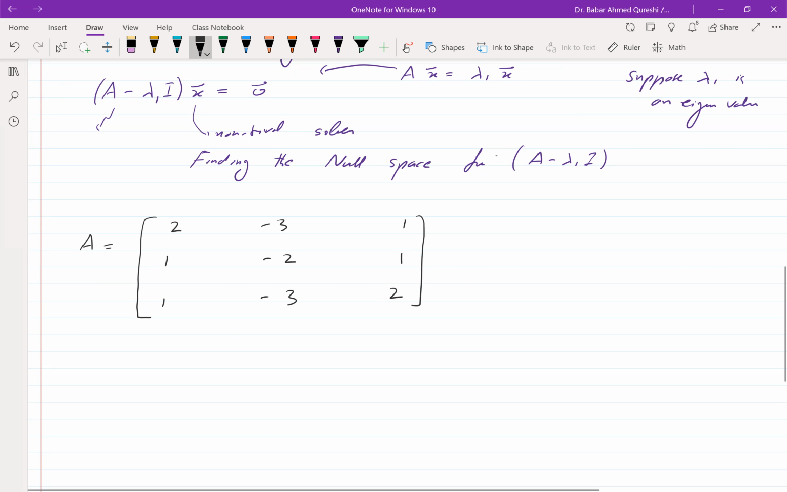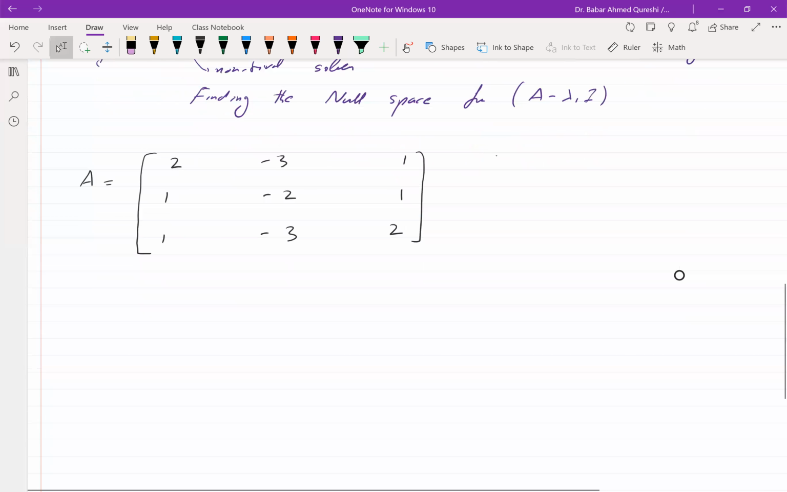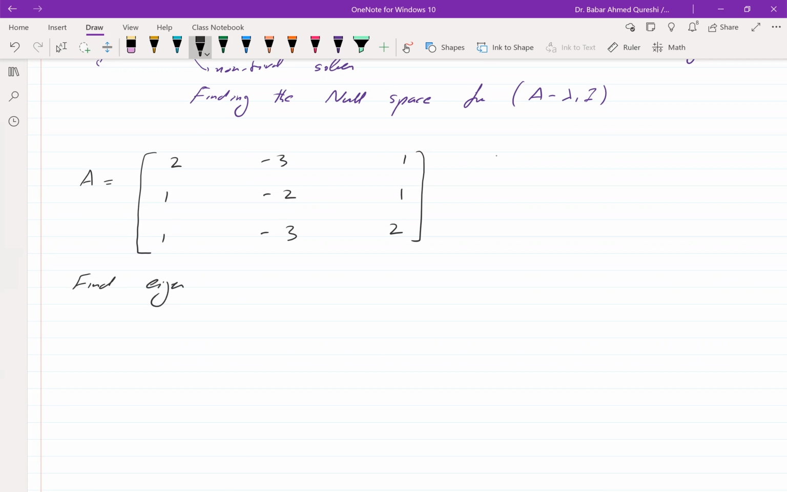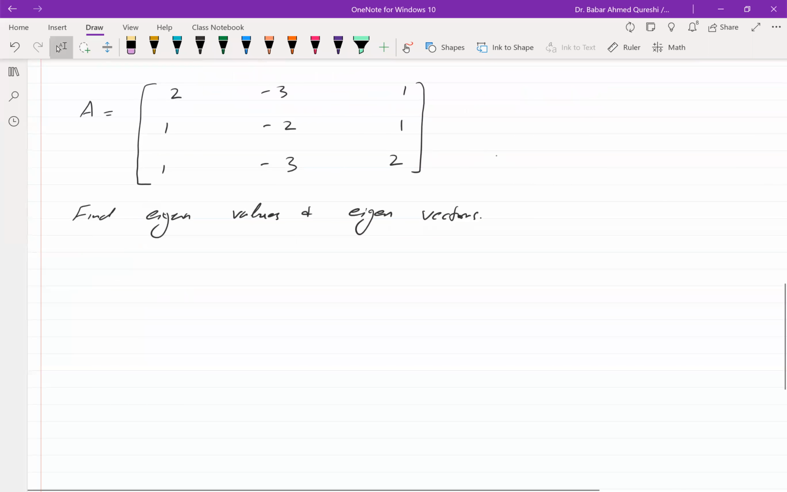And you have to find the eigenvalues and eigenvectors. Find eigenvalues and eigenvectors. So I construct this matrix, which is, take this matrix and subtract from it lambda times I.